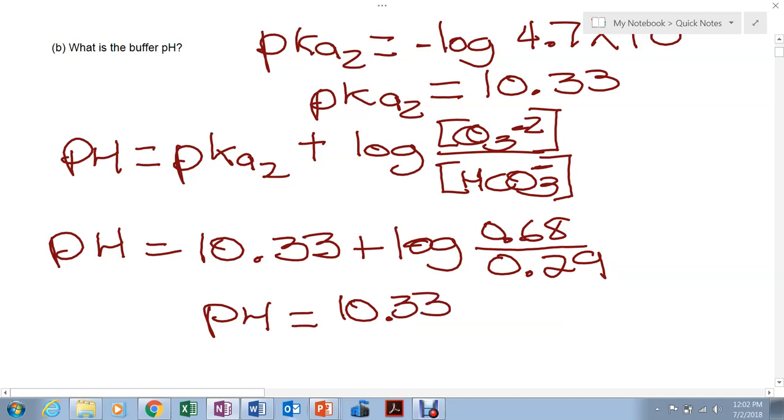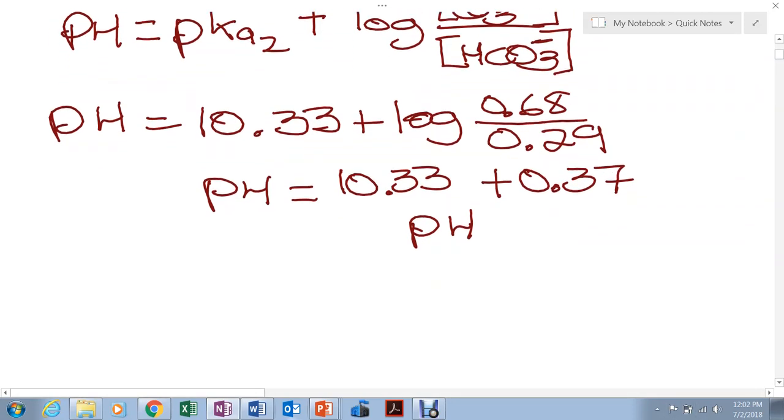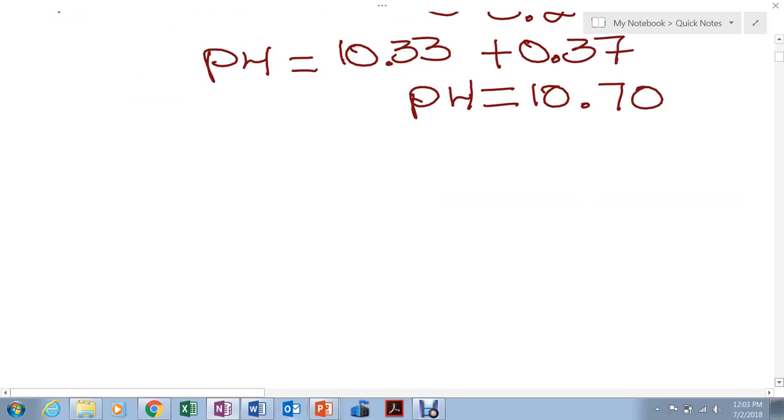Now you got the higher on top, positive, so this is going to be a positive number, 0.37. Because this is higher than this one, this is going to give you greater than 1. The plus log gives you a positive number. So the pH is going to be, in this case, 10.70. If you got the same numbers, you're lucky. If you got a different one, it's okay, because you know how to do it.